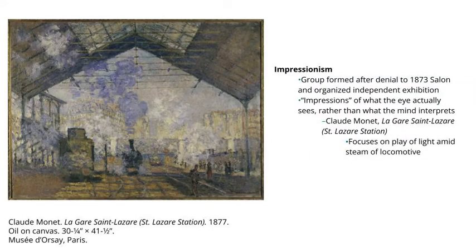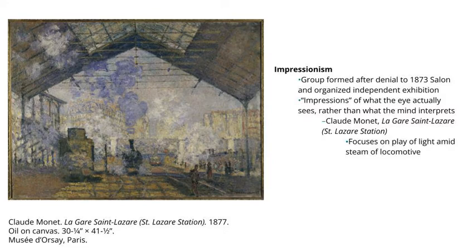Now moving on to Impressionism, which is a very beautiful style of painting in which we start moving farther and farther away from trying to be picture perfect to reality. The Impressionists were a group formed after their denial to the 1873 Salon and organized their own independent exhibition. They created what they called impressions of what the eye actually sees rather than what the mind interprets.